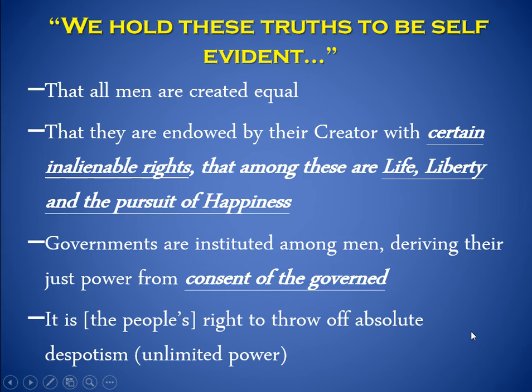And also that it is the people's right to throw off absolute despotism or unlimited power. What this means is that the Declaration says if the people are unhappy with their government, they have the right to get rid of their government. And this happens all the time when citizens vote and decide they don't like the government. So they change the government. They change our leaders. And these are all truths that are self-evident. They're perfectly clear, that are written in the Declaration.